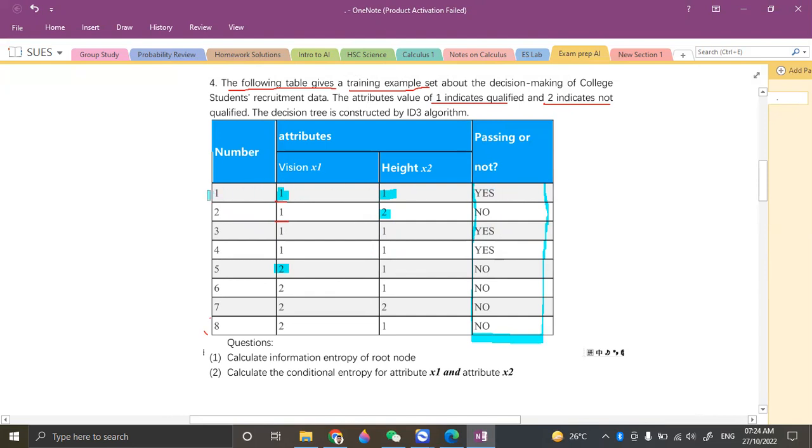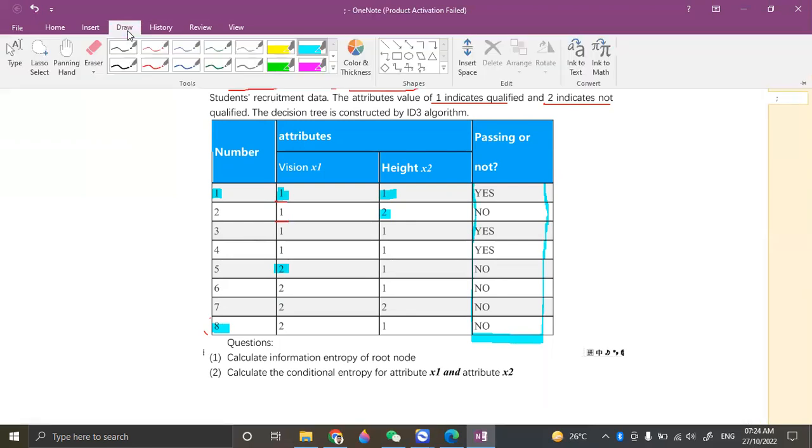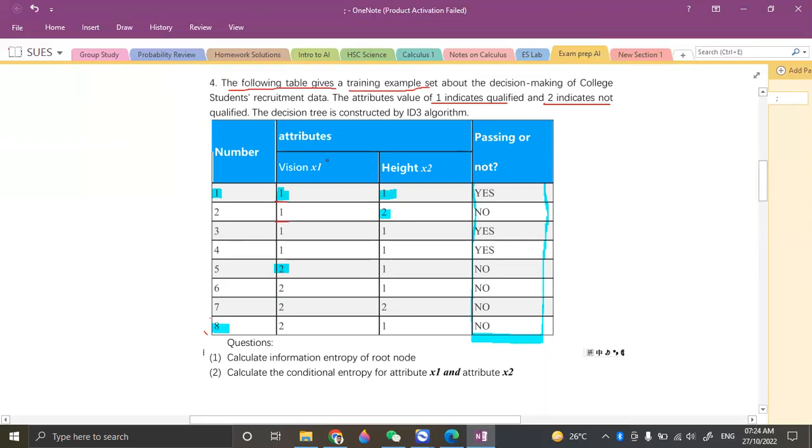And then we also see we have 8 students, from 1 to 8. We have 8 students in total. And we have 2 attributes here. The first one is vision, and the second one is height. So you see here vision and height, right? Any of them can be our root node. So we have to decide which attribute is our root node.